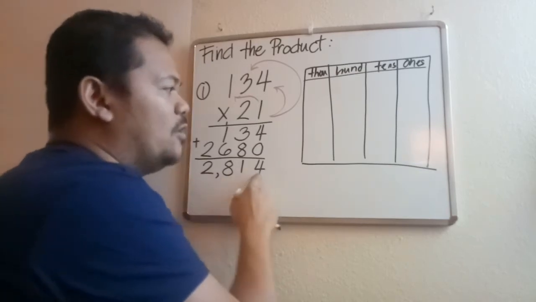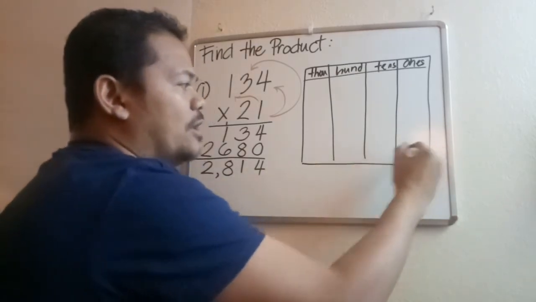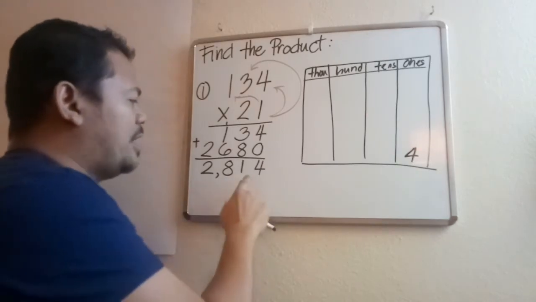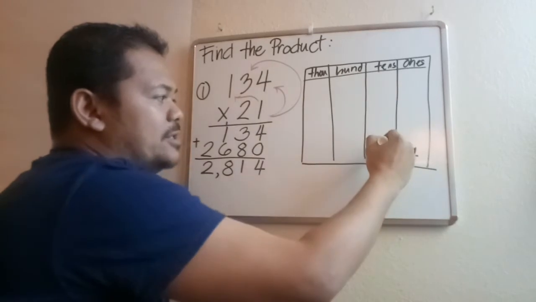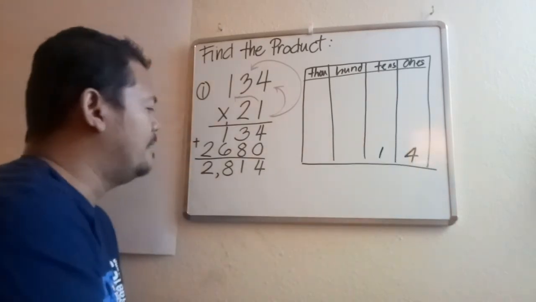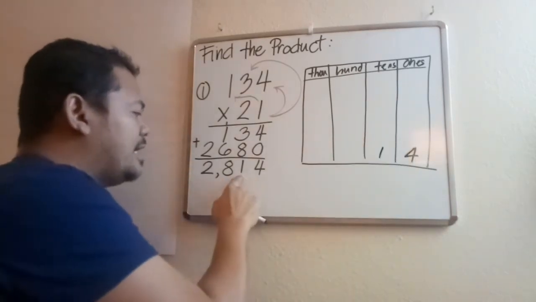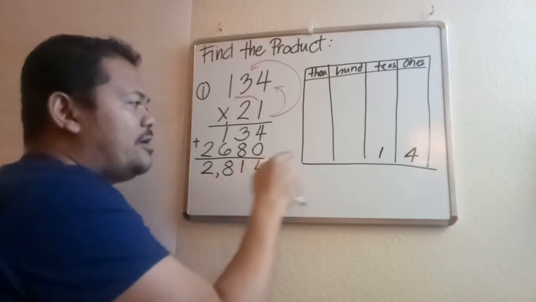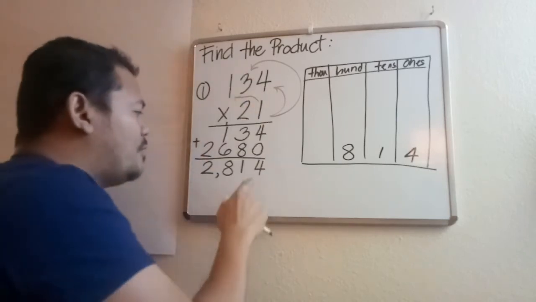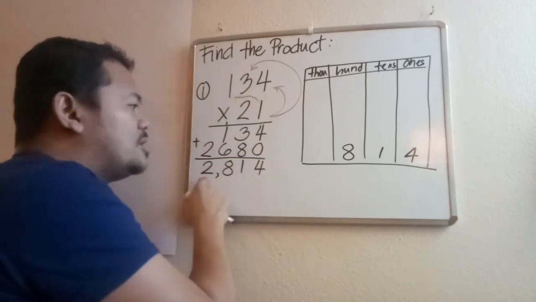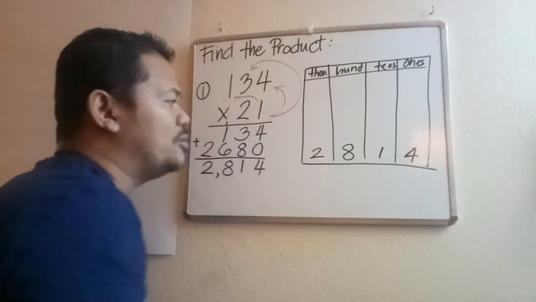So for ones, we got here 4. Right here, 4. For tens, we got here 1. For hundreds, we got here 8. Right here, 8. And for thousands, you can write here 2.